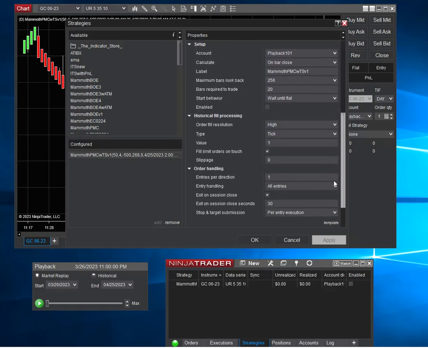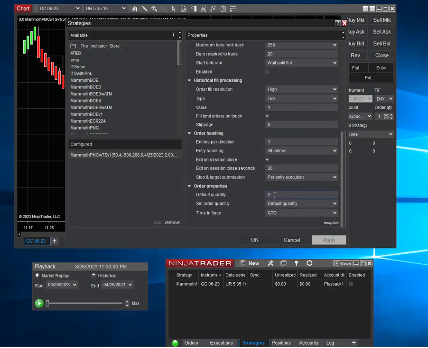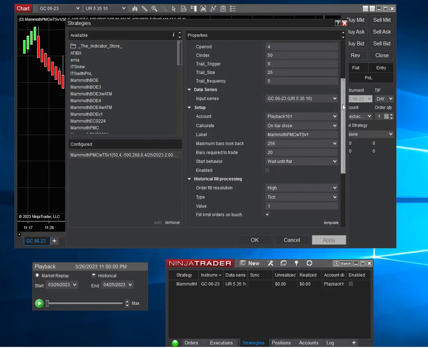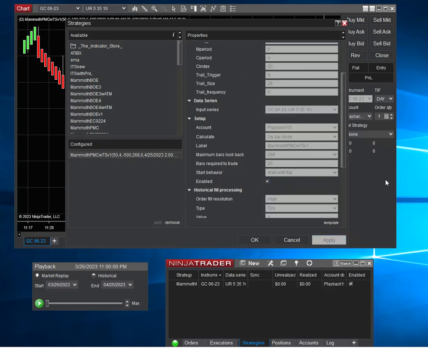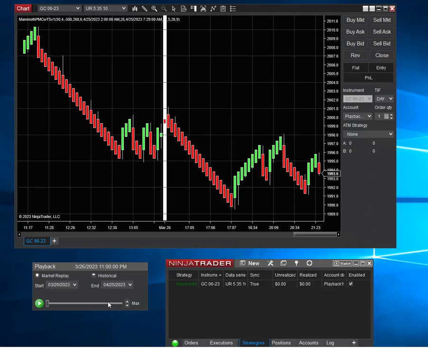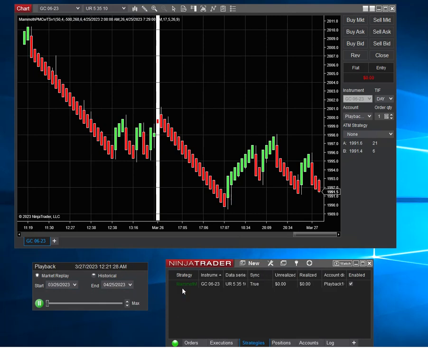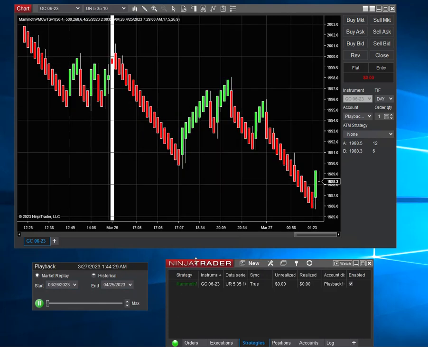Now the rest of the settings are the same, and we're trading two contracts for this strategy. All right, let's enable it and replay. So the strategy is alive. Then we loaded the market replay data from the 26th of March to April 25th today, and then we're going to let it run, and let's see what this strategy does performance-wise.